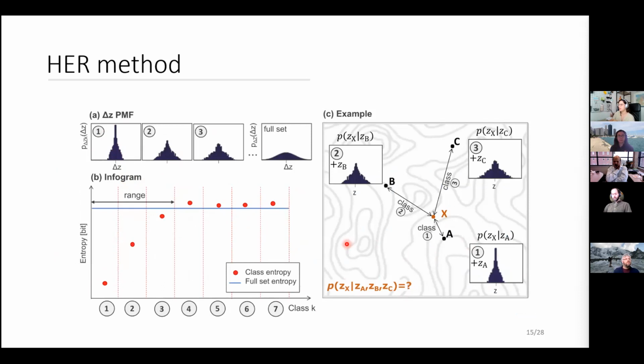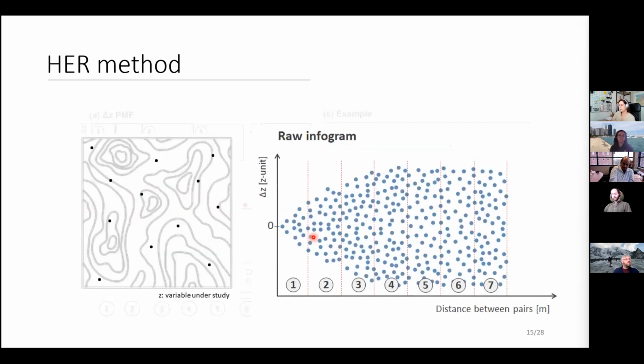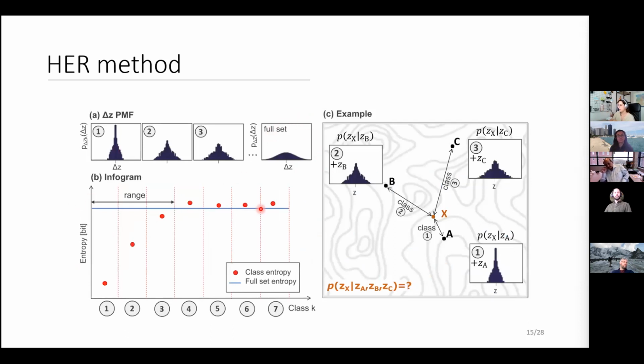Note here that the uncertainty is decreasing the closer the points are, indicating that near observations are more informative, or less uncertain, than distant observations. In addition, this horizontal line represents the full dataset entropy, when we don't condition the dataset to the lag, and it's used to define the range of the dataset. Limiting our analysis to this range distance is interesting because, as we can see here, the neighbors beyond this distance start to become uninformative. They present higher uncertainty in relation to the full data set.